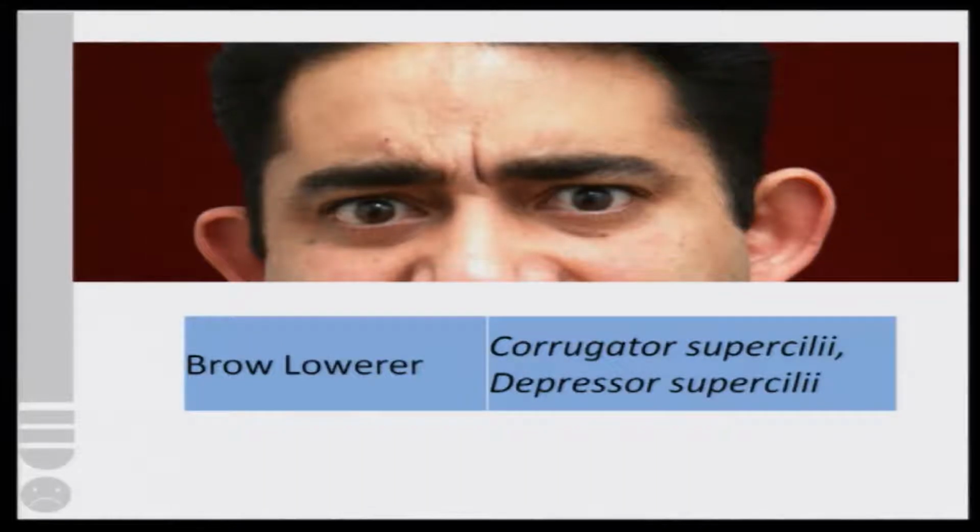You see anger, and then you see that the brow has been lowered now. Okay. Now, the supercilii muscle, the corrugator and the depressor, they are the ones which are responsible for lowering the eyebrows. Okay. And then in the first two cases you saw surprise, now you see anger.